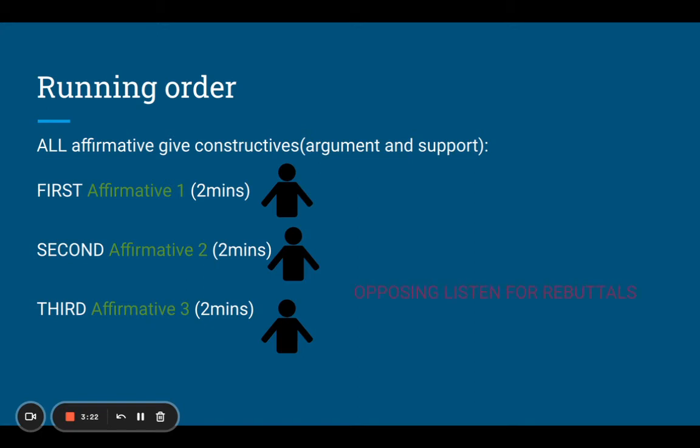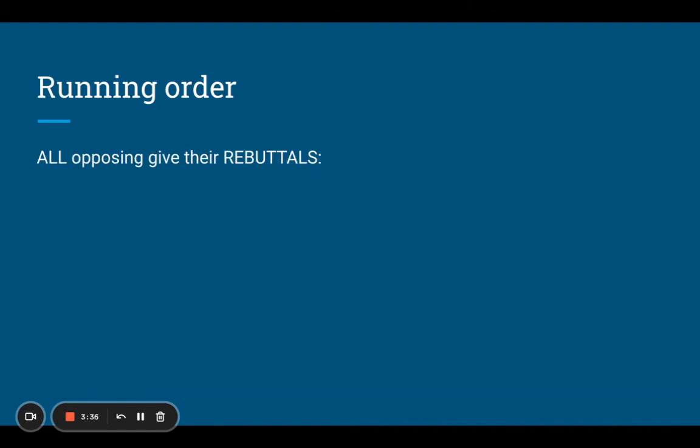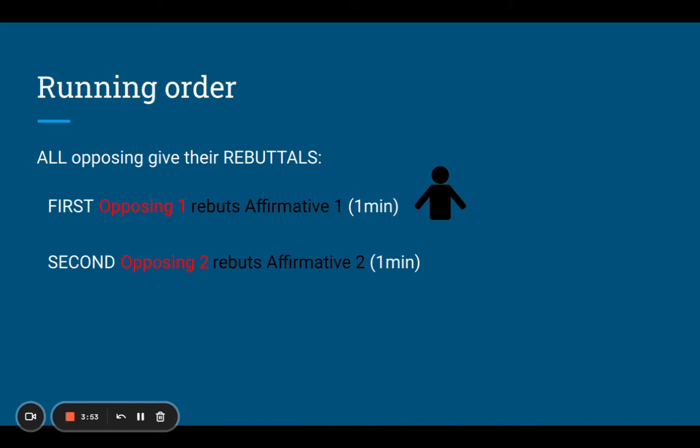During this time, opposing must listen carefully and take notes. Remember, when rebutting, you mustn't pre-prepare an argument, you must respond directly to what has been said. Then, all opposing people give their rebuttals, which should be 1 minute. So, opposing 1 gives their rebuttal to affirmative 1's constructive. Opposing 2 rebuts affirmative 2's constructive, and opposing 3 rebuts affirmative 3's constructive.